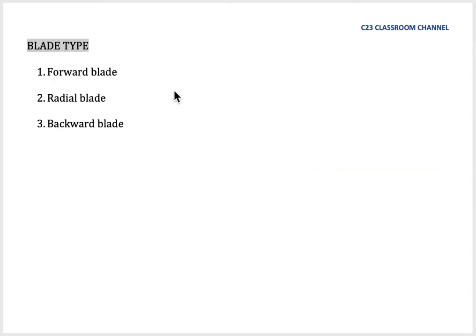And then I would like to discuss with you the types of blade. We have three types of blade. One is the forward blade, the second one is radial, and the third one is the backward blade. Please bear in mind that this type of blade is at the outlet, not at the inlet. It means that you need to see how the blades were created at the outlet. What is the shape of the blade at the outlet?